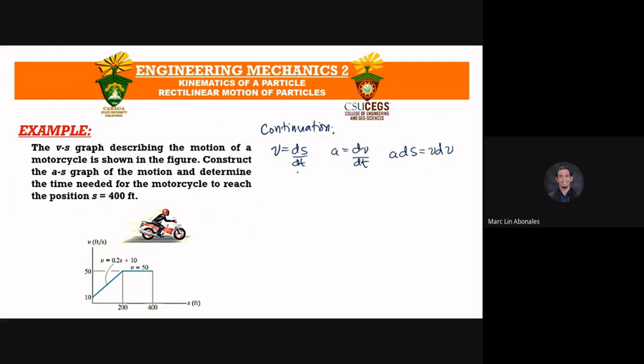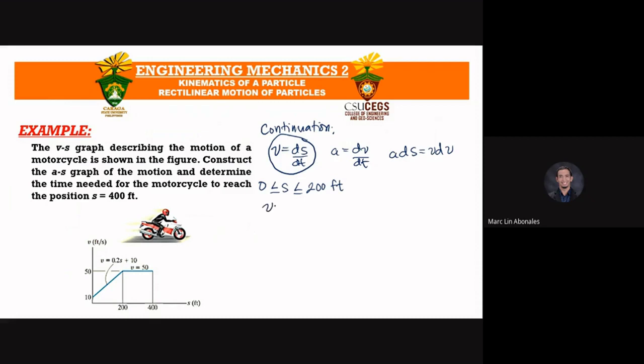Since the first two have the variable time, we will use the first kinematic equation since we will base on the VS graph. It has the velocity and the position, and the unknown is the time. So we need to use the first kinematic equation here. First, we start from the first inequality, that is 0 to 200 feet.